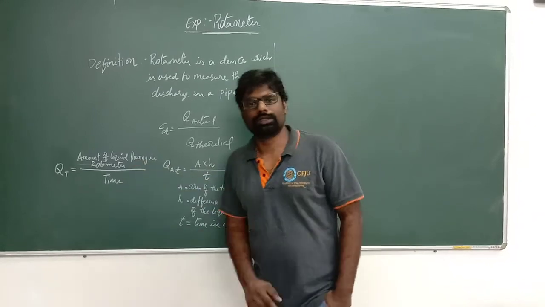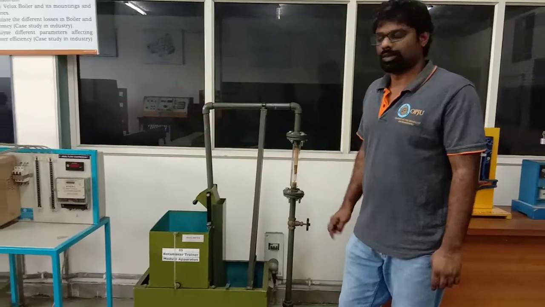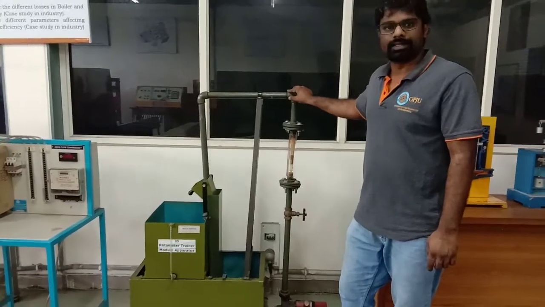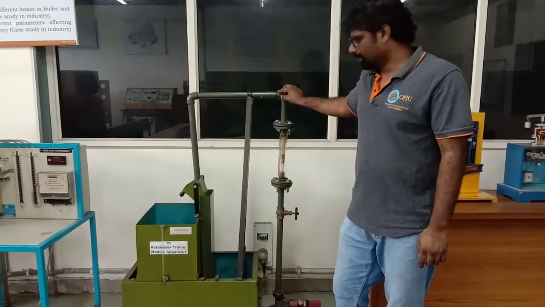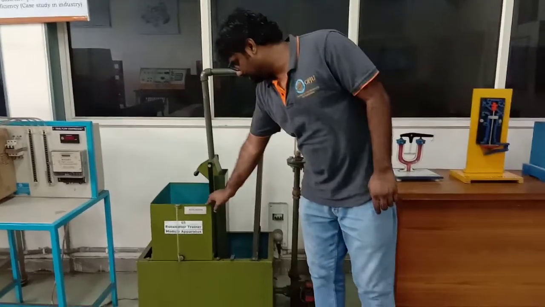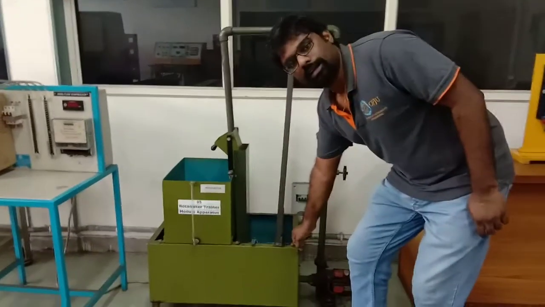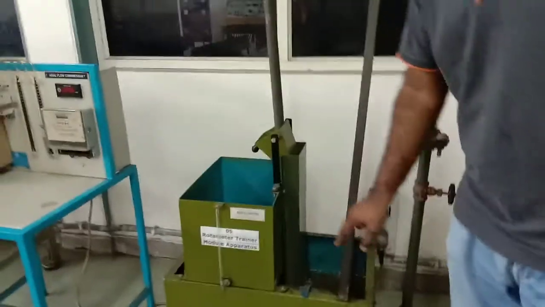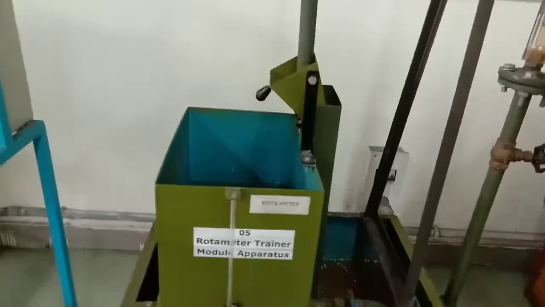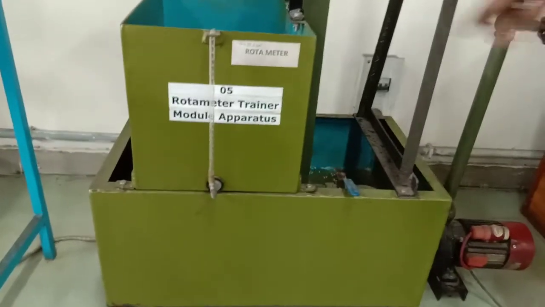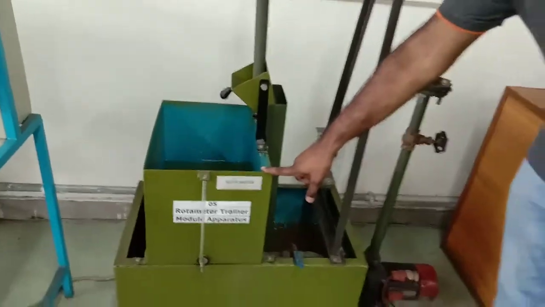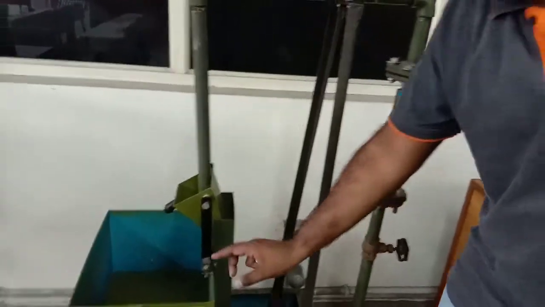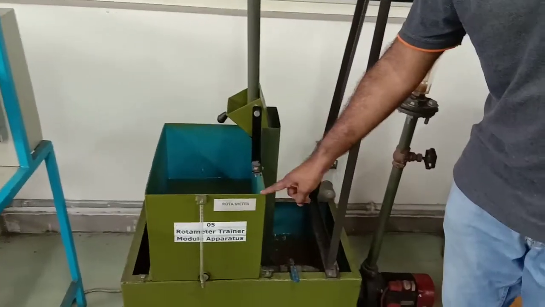Now we will move to the experiment. Now we will see the experimental setup for the rotameter. This is the reservoir and this is the collecting tank. Here we have to find out Q actual as well as Q theoretical. Q actual we will find from here and Q theoretical we will get from here. To find out the Q actual, the formula is A into H by T.